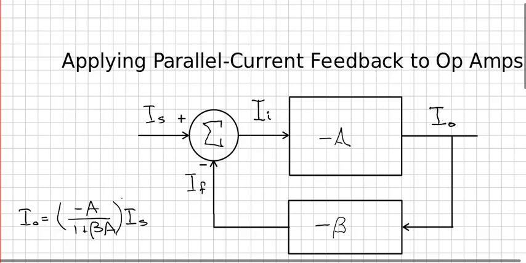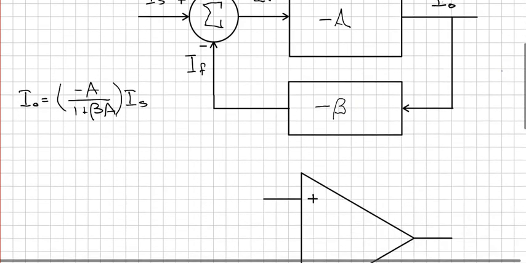So we're going to have an inverting amplifier after feedback, but we can still apply negative feedback with simple beta networks like this, using this block diagram. Let's go see how this would work in a real-life op-amp circuit.